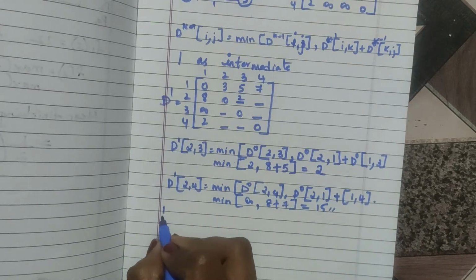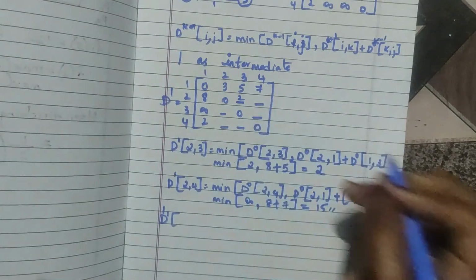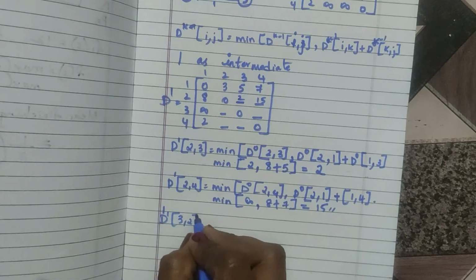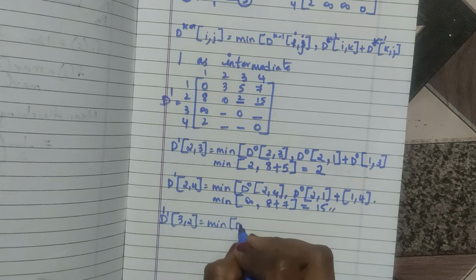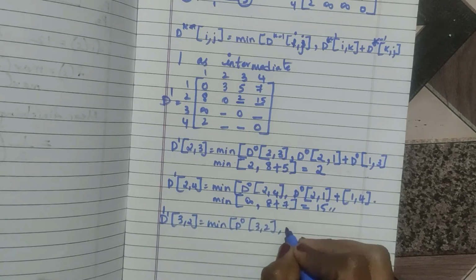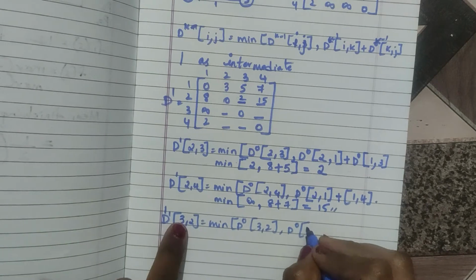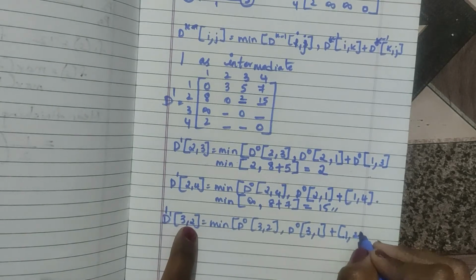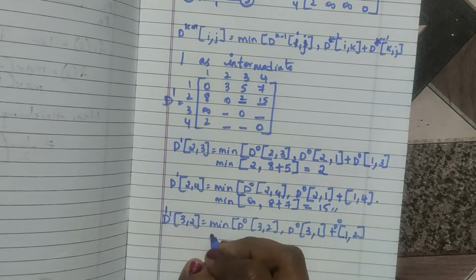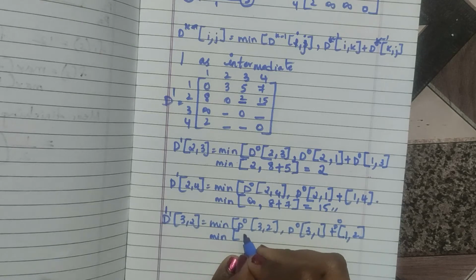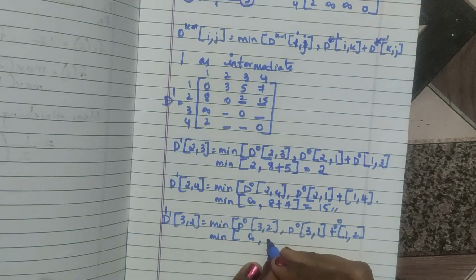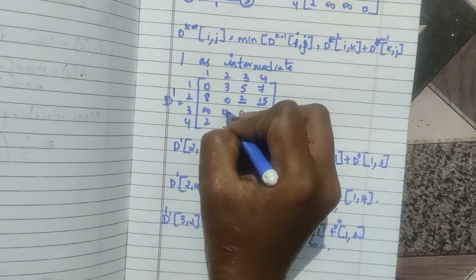So next step, D1. I've got 15 here, and now let's find out 3 to 2. So 3 to 2 is the minimum of D0 3 comma 2, take this value, and write the k value plus the k value and then the j value. Here D0 will come. Now the minimum value I will take. So minimum of D0 3 to 2 is infinity, comma 3 to 1, it's infinity plus 3. So here it is infinity itself. So I'll just write infinity.